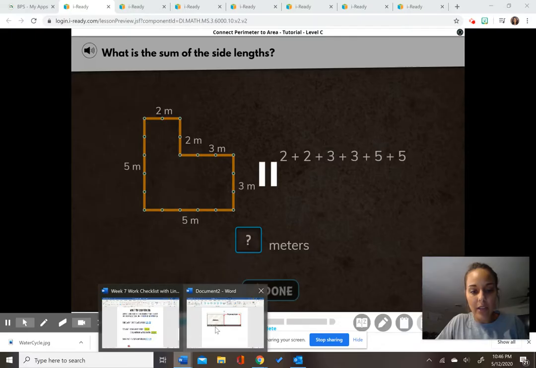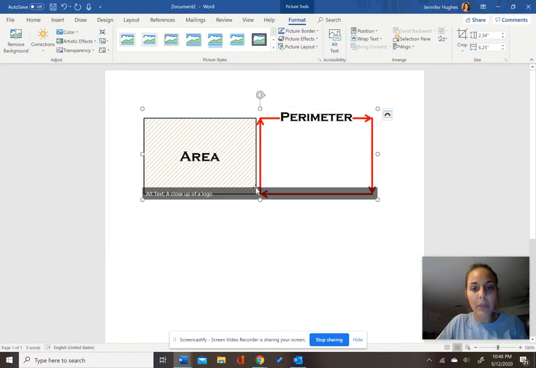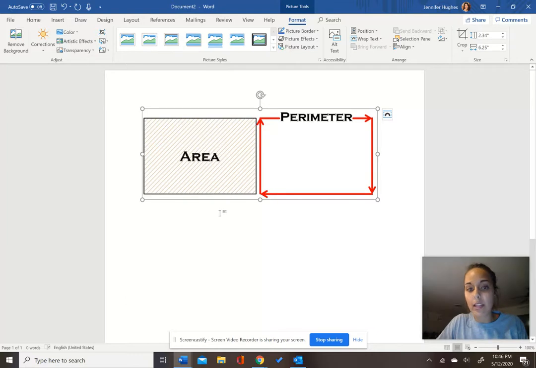And I actually have a little helpful picture for you. Area is the inside, which is what we have been calculating together with our arrays. And perimeter is the distance around. So I don't care about the inside. I care about the outside. Now, here's where things get a little tricky. You use the same numbers for area and perimeter. You just use them differently.